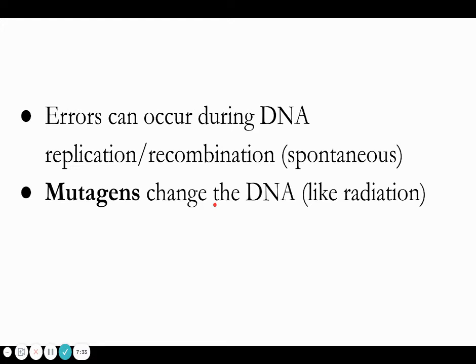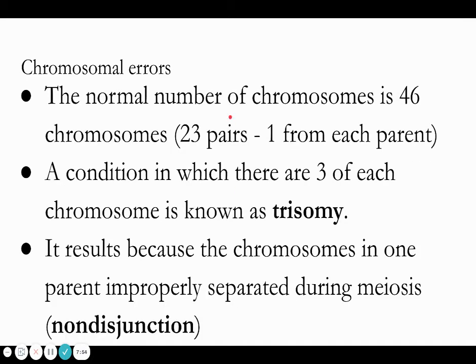So when we talk about mutagens, we talk about things that are actually going to change the DNA. We talk about things like radiation. So when you hear of people talking about UV radiation being a carcinogen, that's what we're talking about there, this idea that it can alter your DNA. So when you think about DNA mutations, oftentimes something is mutating that DNA.